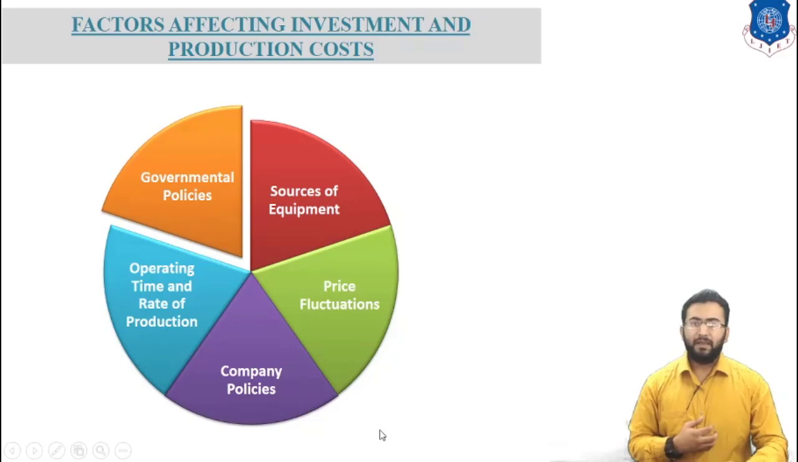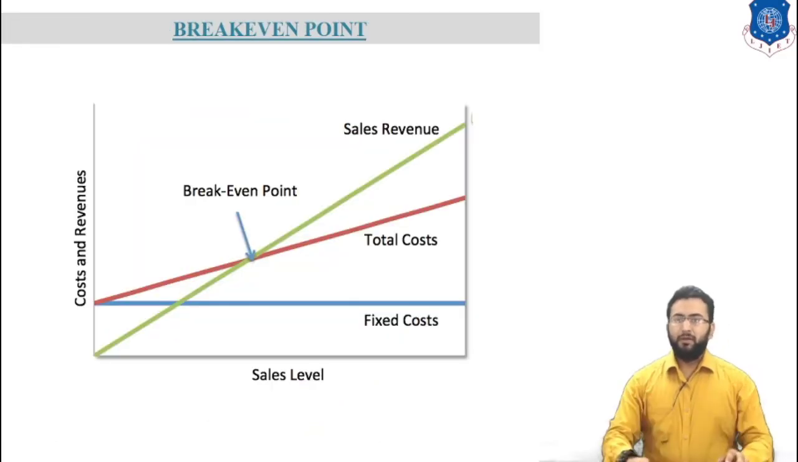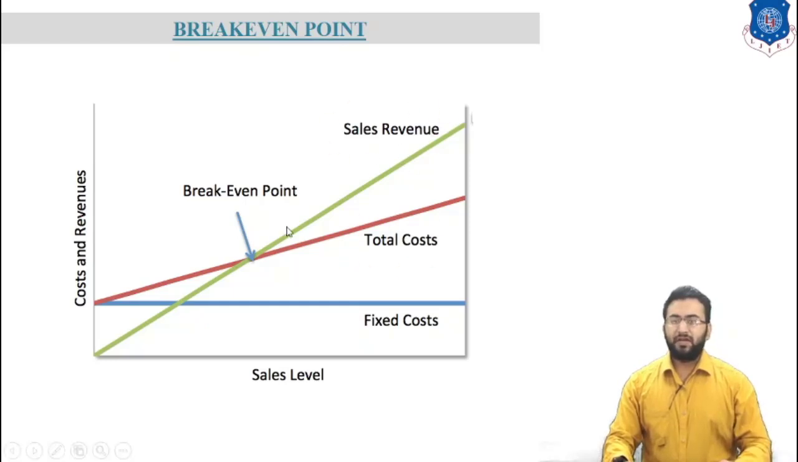So this is all about government policy and how it affects total production cost and investment cost. Now let's talk about the break-even point. The break-even point is the point where sales revenue and total cost are equal. Using this graph we can easily understand it. This line is the sales revenue and this line is the total cost. When the sales revenue and total cost meet, it's known as the break-even point.